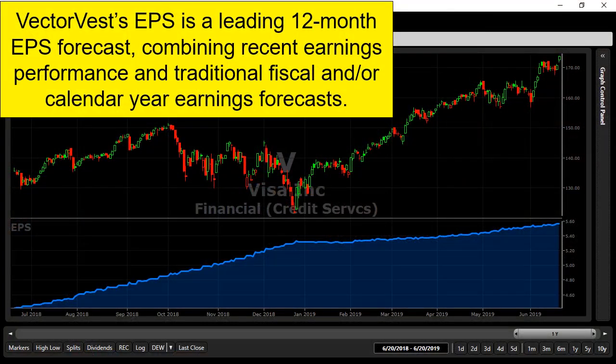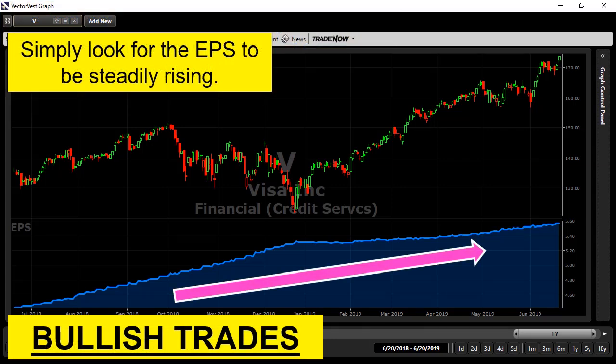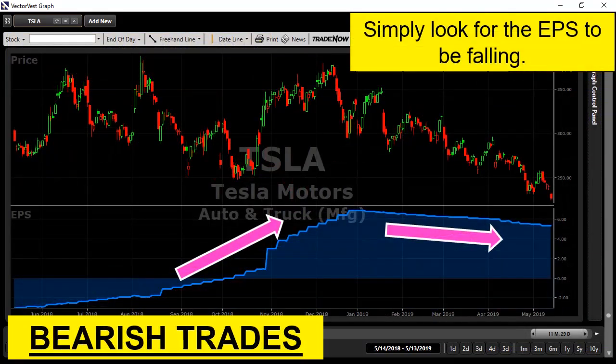Here at VectorVest, we calculate our own earnings per share for each company. VectorVest's EPS is a leading 12-month EPS forecast, combining recent earnings performance and traditional fiscal and/or calendar year earnings forecasts. For your bullish trades, simply look for the EPS to be steadily rising. We like the nice stair-step pattern up. For your bearish trades, simply look for the EPS to be falling.